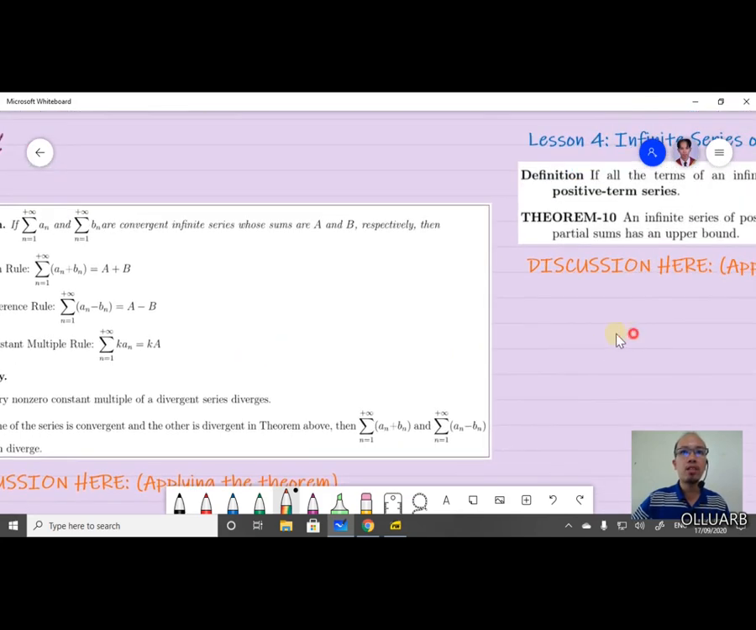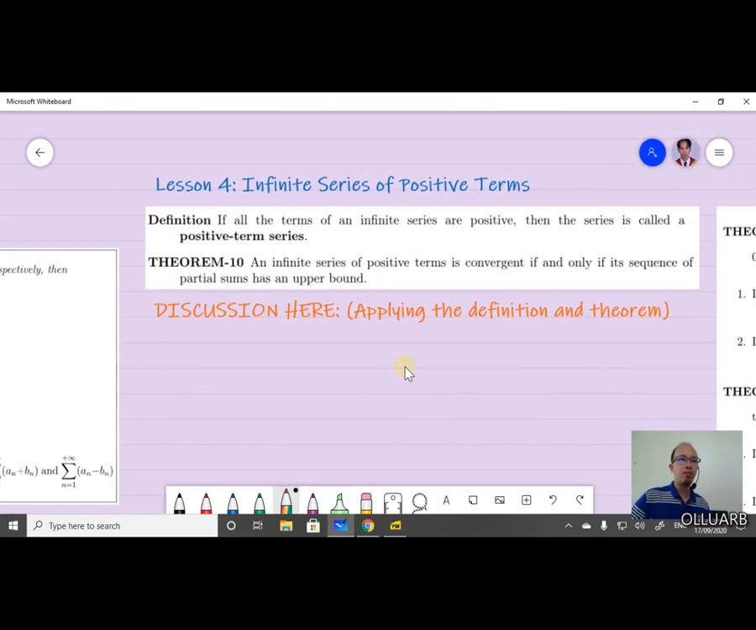So for our next lesson, we have lesson number 4, infinite series of positive terms. We are now in the series of tests, just like what I've said before about the limit comparison test, the direct comparison test, integral test, the alternating series test, root test, the ratio test, and so on. Okay, we are nearing that discussion.